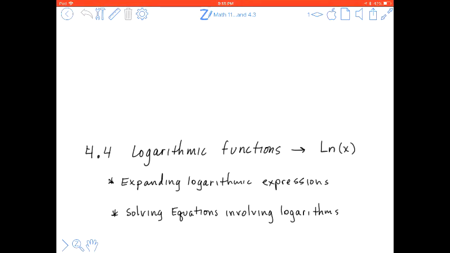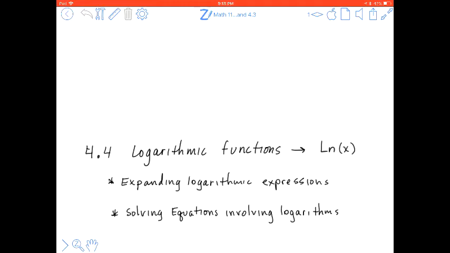Okay, this is the recording for lesson 4.4 from Unit 3, Math 1100. I'm going to be talking about logarithmic functions. All of this is a review from material that you learned in Math 1050.